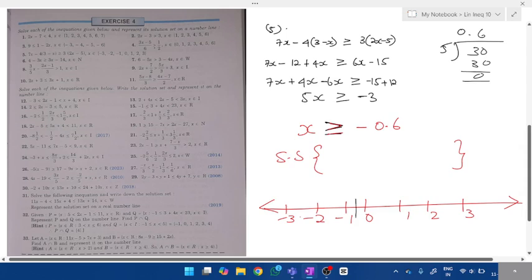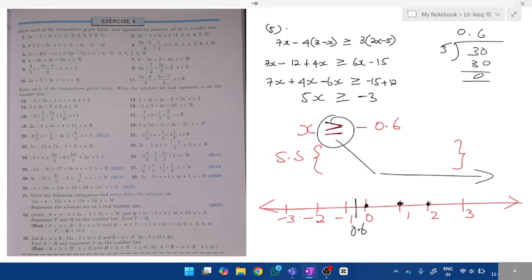Yes, you can just write the minus 0.6 here, and on top of 0, right hand side, the direction of this arrow is towards right. So you have to plot on the right. 1, 2, and they have given a replacement set. Minus 3, minus 2, minus. Okay, they have given the replacement set.